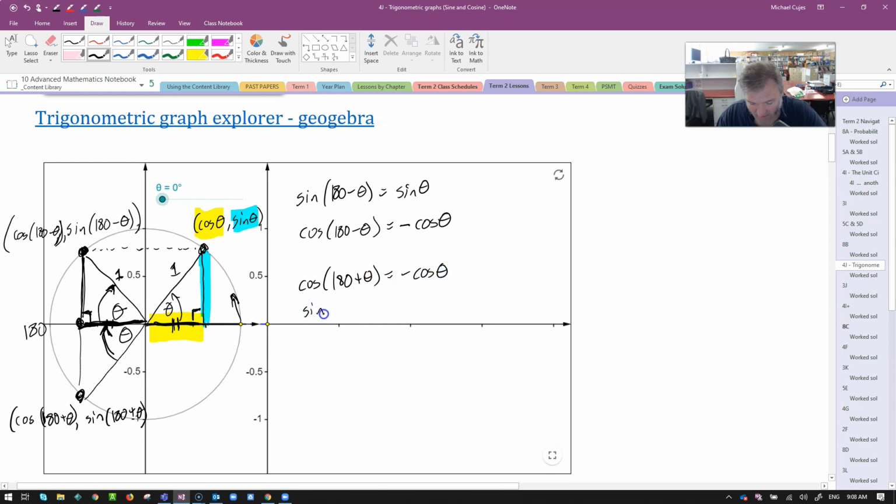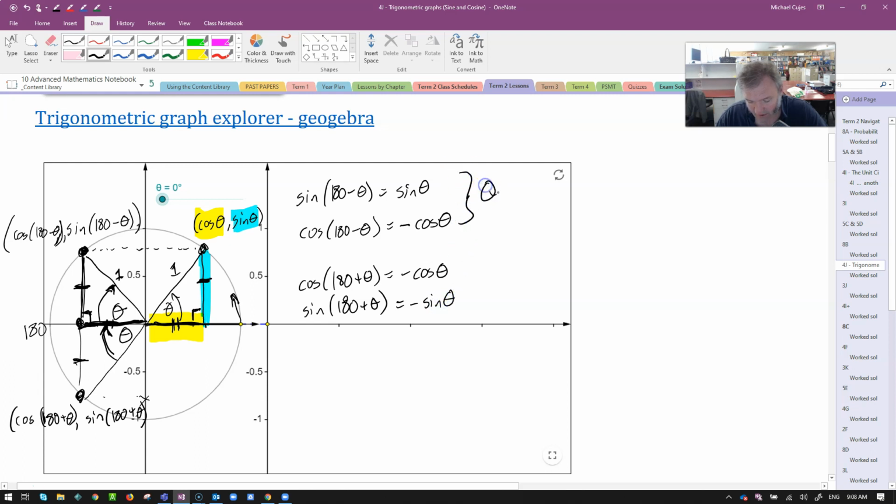What about the sine, the y value for 180 plus theta? Well, that height there, and this height there, they're all the same size. We've got congruent triangles, so they're all the same size. But this time my y-coordinate, if I read across to the y-axis, would be negative, wouldn't it? You can see it's going to cross the y-axis at a negative spot. So the sine of 180 plus theta is negative sine theta.